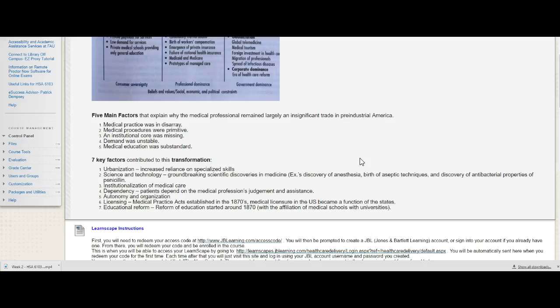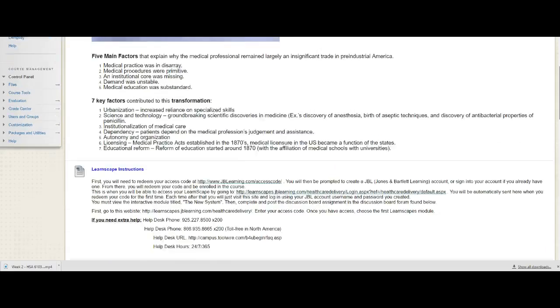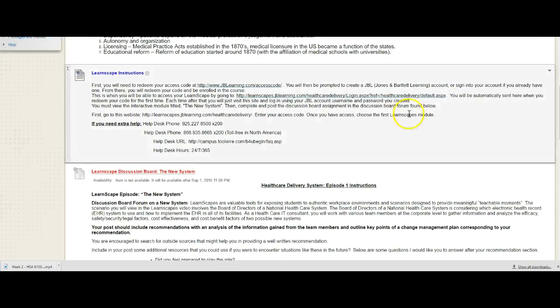Now, of course, these points are covered in the chapter in more detail, as well as in the PowerPoints. If you have any questions, be sure to email me. Now, I'm going to continue scrolling a little further down just to touch on the LearnScape learning tool. So here's some information on the LearnScape learning tool if you have issues after entering your access code accessing the scenario, the new system, which is assigned for this week.